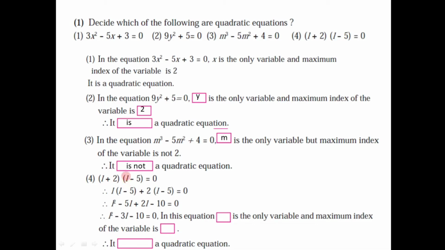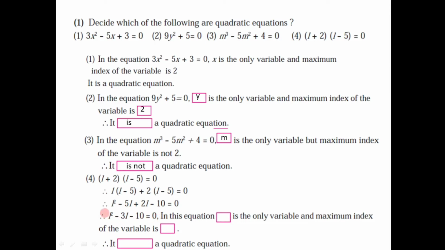So we have to multiply each term in the second bracket by each term in the first bracket. That is, we multiply l - 5 by l, and we multiply l - 5 by 2. So l(l - 5) + 2(l - 5) = 0. If we multiply l into l, that's l², minus 5 into l, that's 5l, plus 2 into l, 2l, minus 2 into 5, 10, equal to 0. If we simplify this, we get l² - 5l + 2l, that will be -3l, minus 10, that is the constant term, equal to 0.